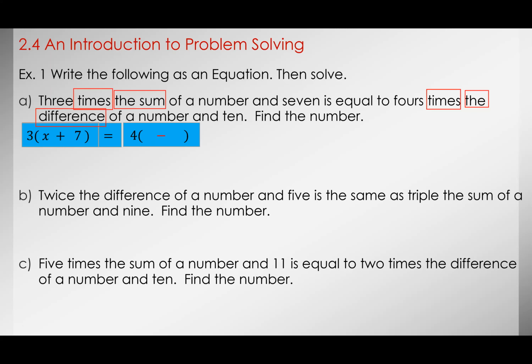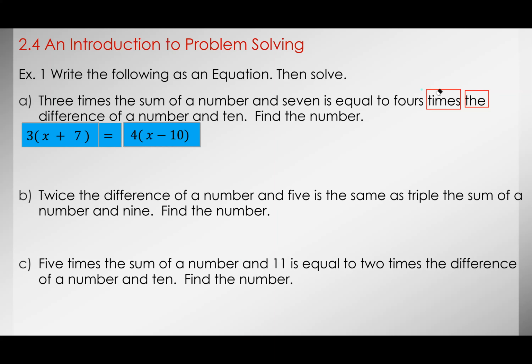4 times the difference. Do you agree that 4 times the difference is literally what they tell you, 4 times the minus? The difference of what? The difference of a number and 10. So everybody see that this is the first thing you need to do: translate it this way. 3 times the sum of a number and 7 is 3 times open parenthesis x plus 7, equal to 4 times the difference, which is 4 times open parenthesis x minus 10, because of the double operation.